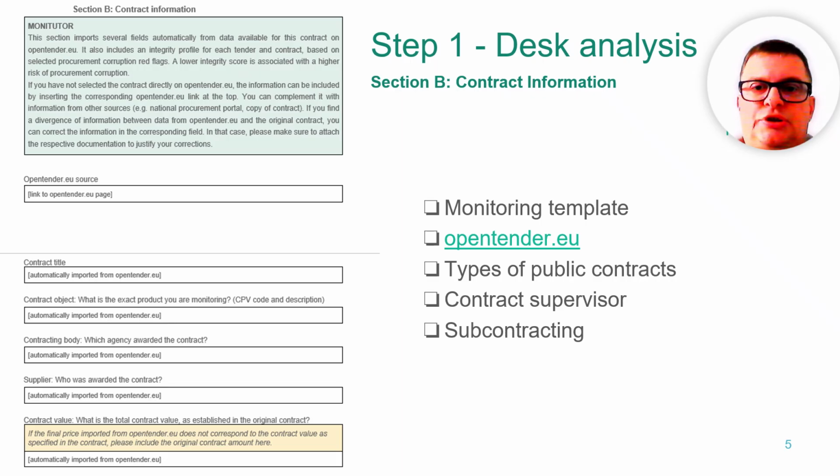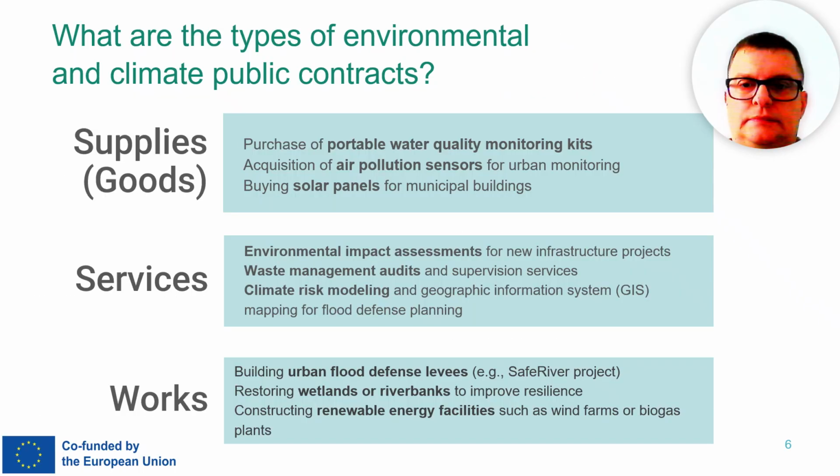During this part of the training, you will learn 3 essential things. First, the different types of public contracts. Second, the role of the contract supervisor. And third, how subcontracting works. These are the building blocks for understanding how procurement should function and where red flags might appear.